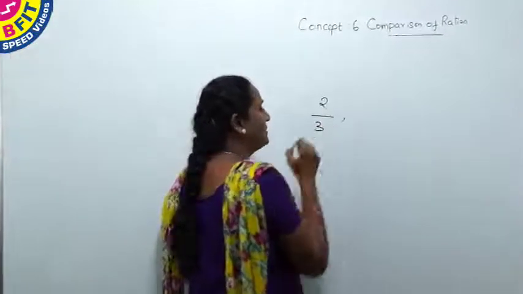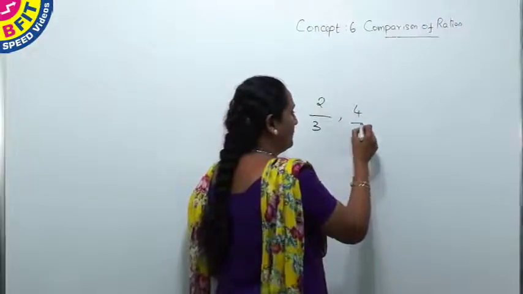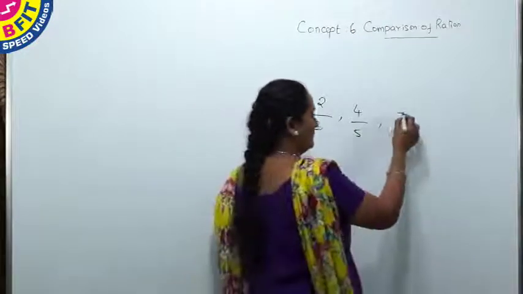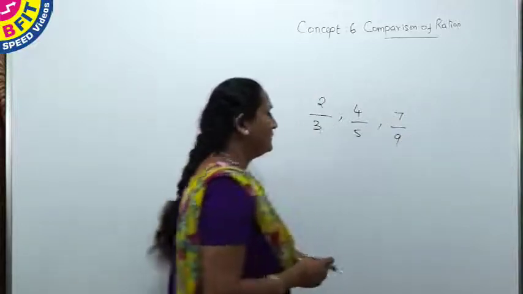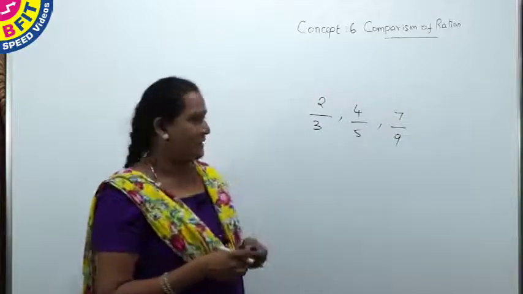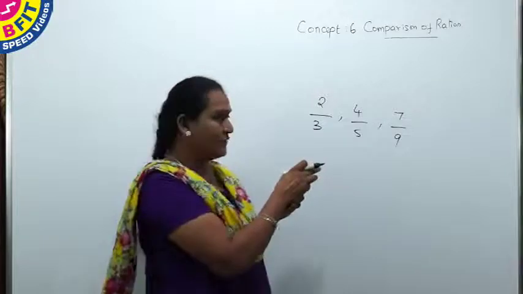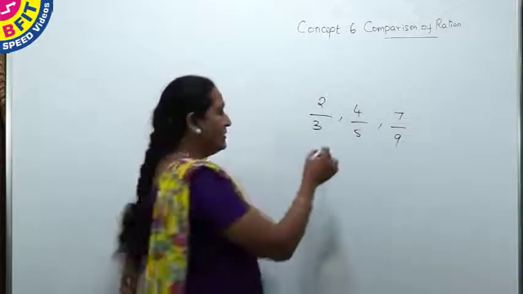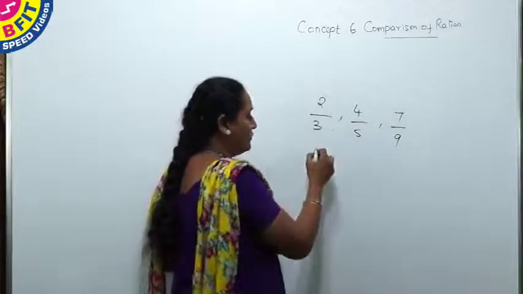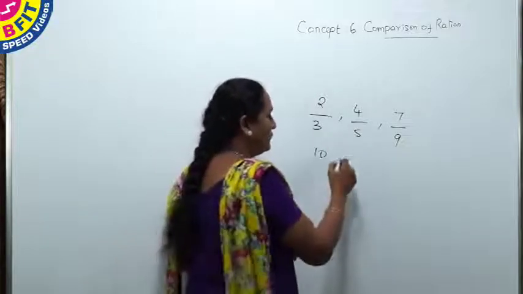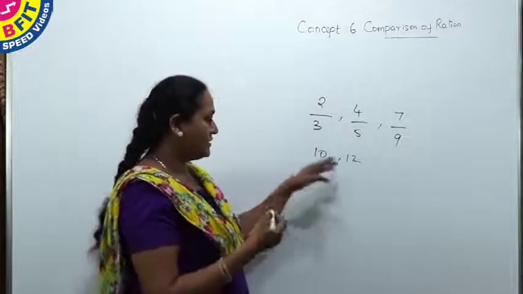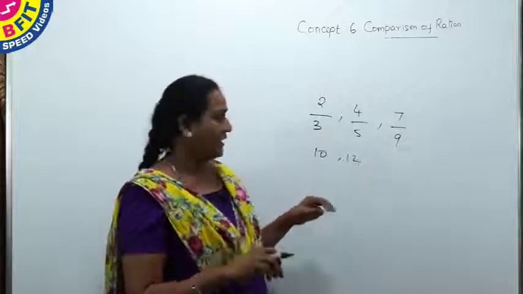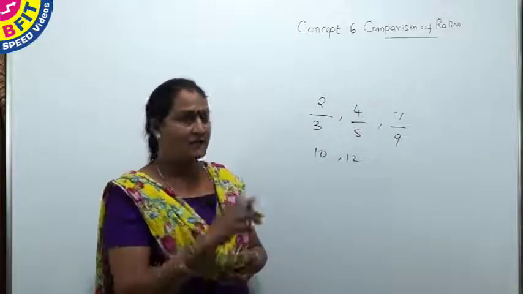So the fractions given are 2/3, 4/5, and the other one is 7/9. So we are asked to find which is the highest. So you can take 2 at a time, which will work out easily by using this cross multiplication. So taking this 2/3 and 4/5, 5 into 2 it is 10, 3 into 4 it is 12. So in this 10 and 12, 12 is the highest. 12 is corresponding to this 4 by 5. So 4 by 5 is the highest fraction.